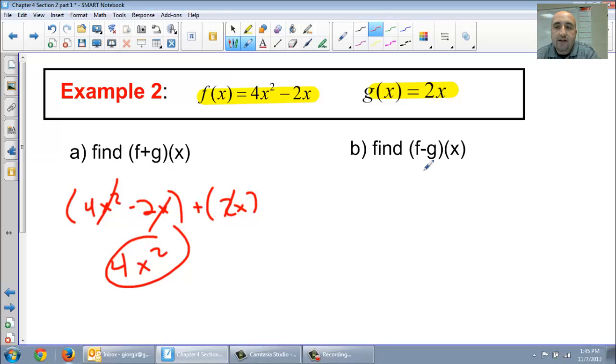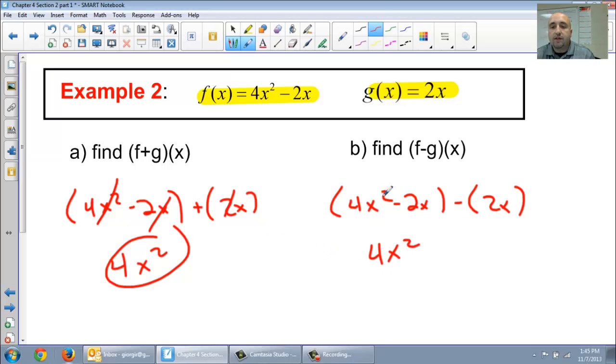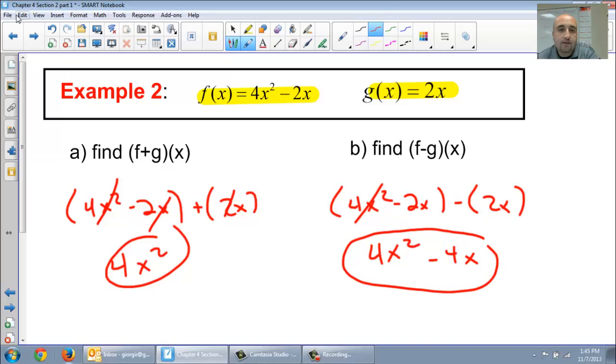Now let's subtract. Next one says subtract. 4x squared minus 2x minus 2x this time. So I only have one x squared, so I just bring it down. Negative 2x minus 2x. Now how many negatives is that? Negative 2 and another negative 2 is negative 4x. So 4x squared minus 4x.